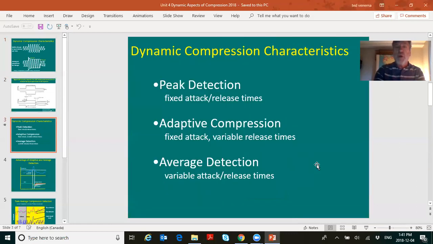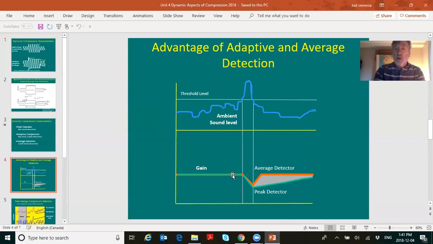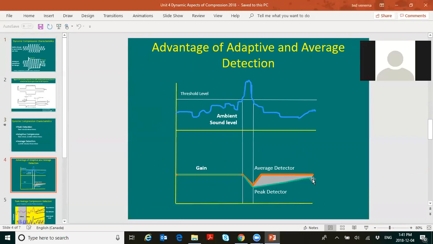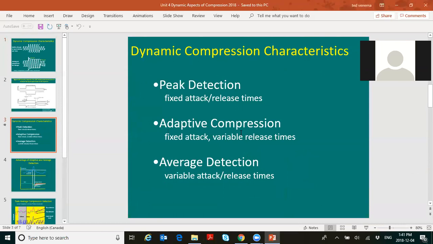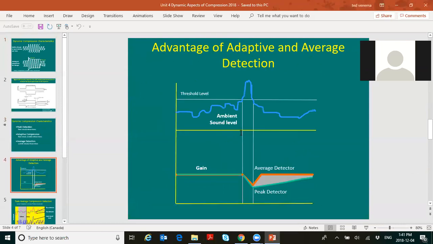And there were various ways of doing that. This shows 3 ways. Peak detection meant a quick attack time and a slower release time, and those attack and release times were fixed and always the same. When you had adaptive compression, that meant you still had a fixed attack time, but your release times would vary.